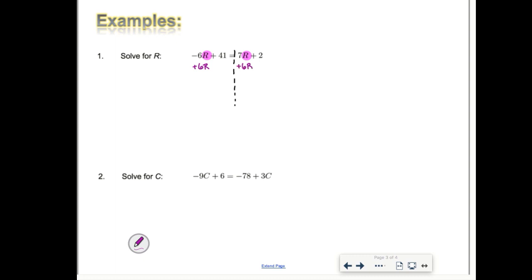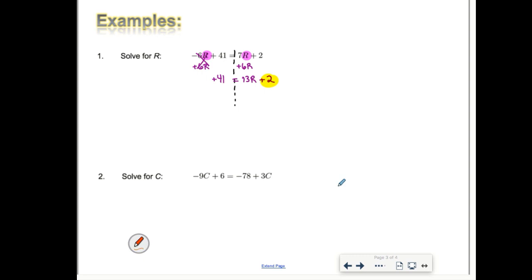And when you do, these cancel. You're left with a 41, and that's a plus. If you want to write the plus down, go right ahead. It's probably not a bad habit to get into. Is equal to 7r plus 6r is 13r, and then plus 2. But if I look, I still have two things on one side, so I need to move it to the other side. So I have this 2 here that needs to move.